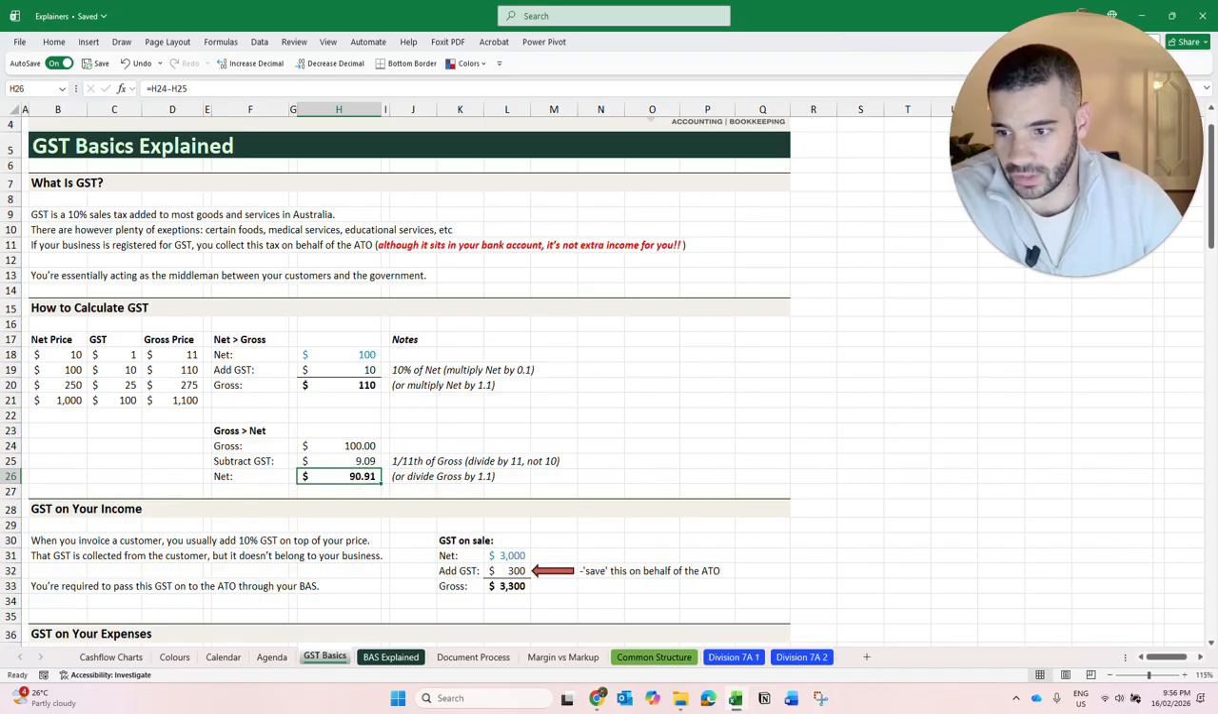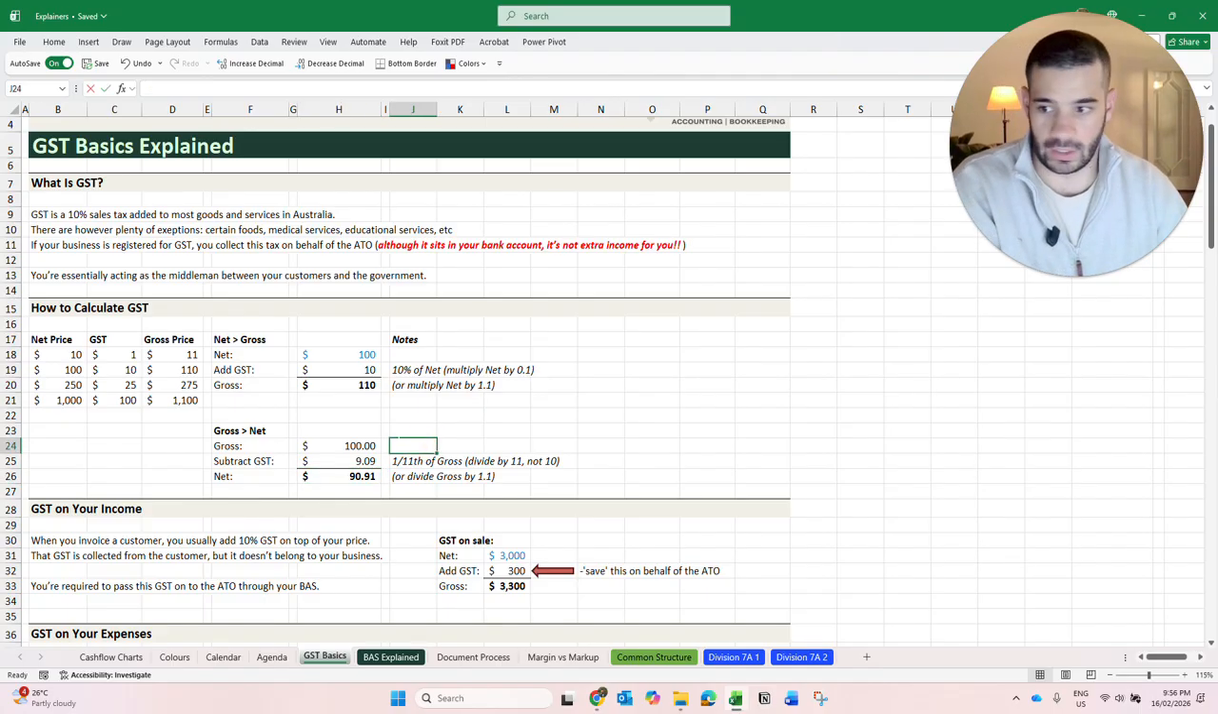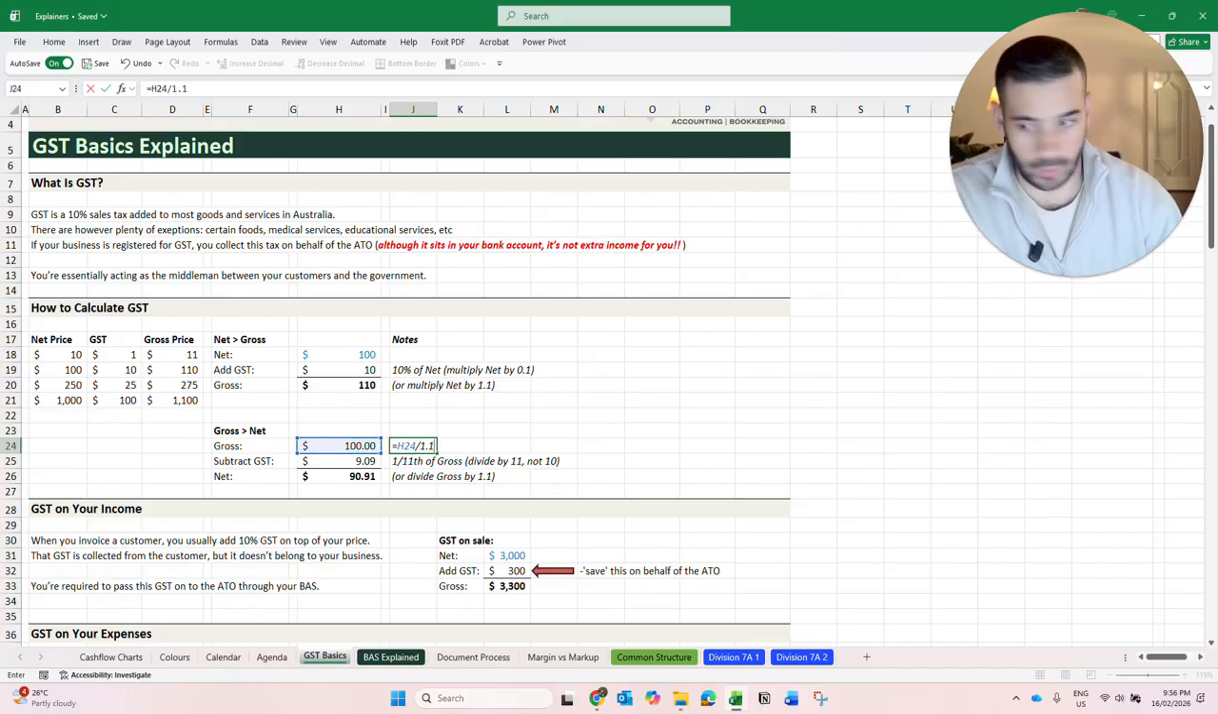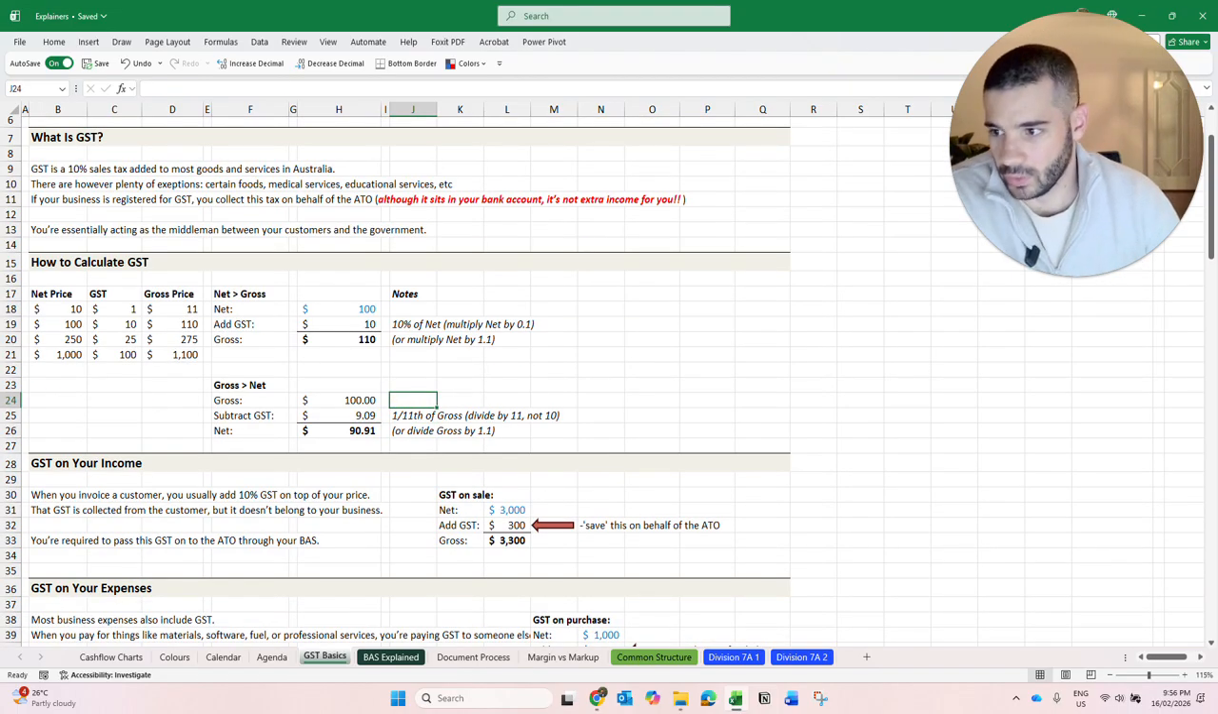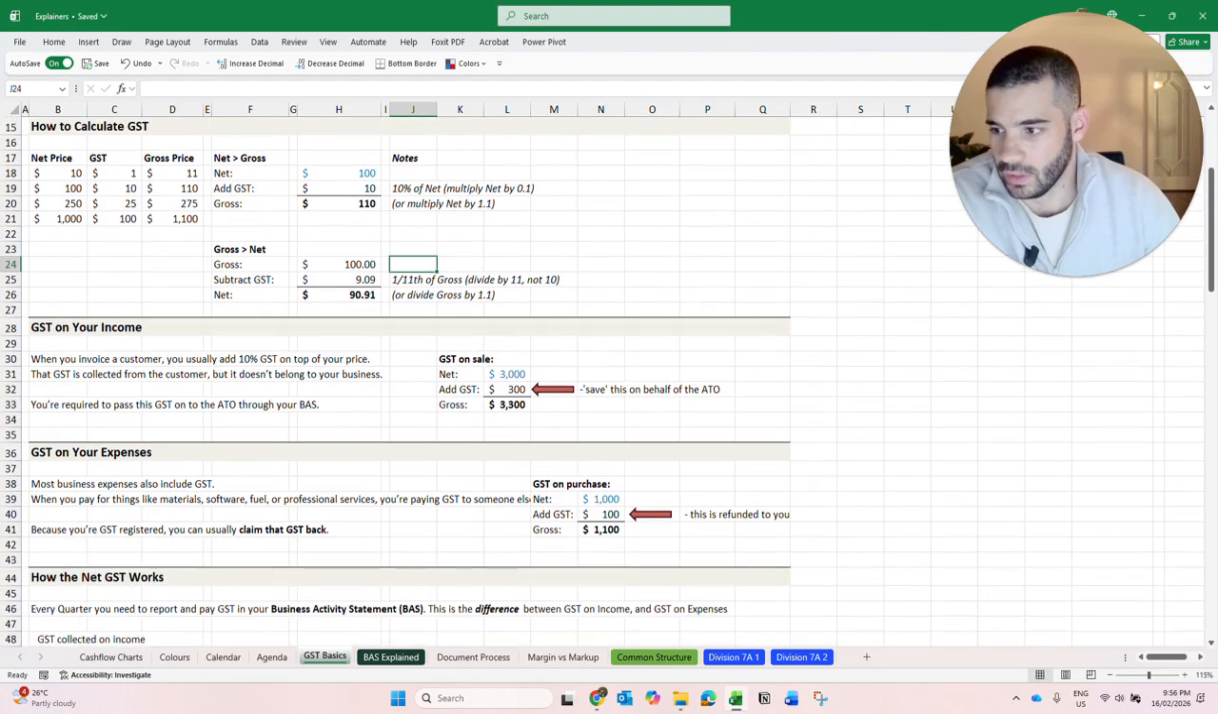And so the trick here is to divide by 1.1, or the GST is 1/11 of the gross. So again, here's our example. We're dividing by 1.1 to get back to our net. So that's how you would go from net to gross and gross to net.